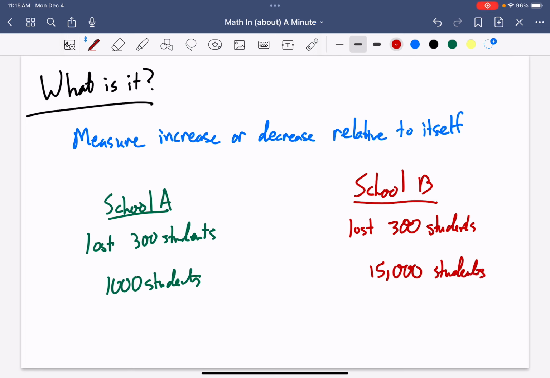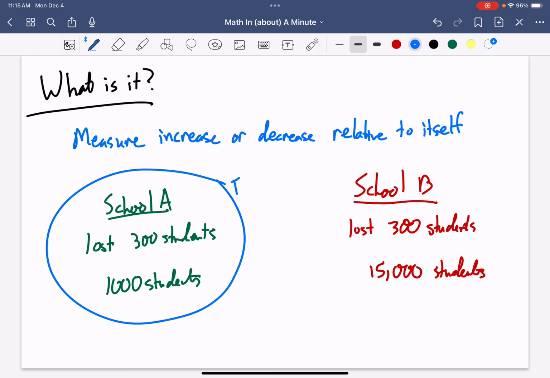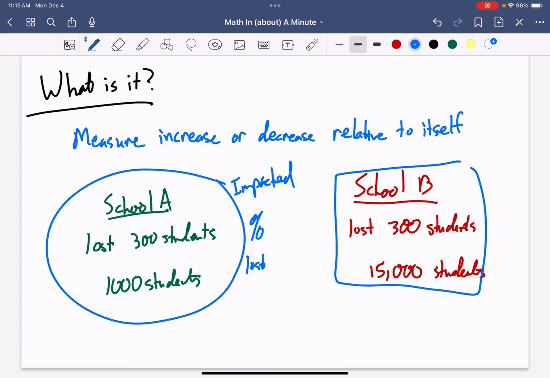As you can see, school A is impacted a lot more. And that's because a larger percentage of its population was lost. Whereas here in school B, not impacted as much because they have a lot of students. So losing 300 doesn't seem like that big of a deal. But 300 out of a school of 1,000, that's getting awfully close to losing half your student population. And so again, that's what change of percent is. It's about measuring the increase or decrease relative to itself. We're wondering, how much bigger or smaller did something become?